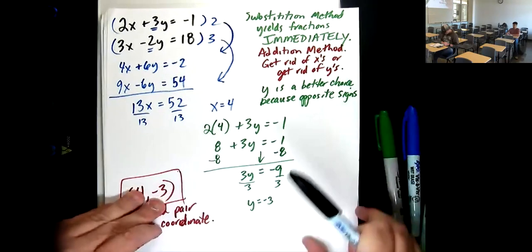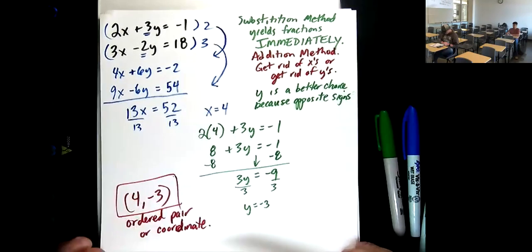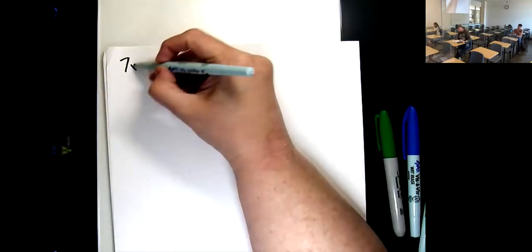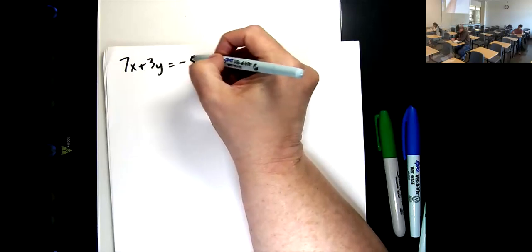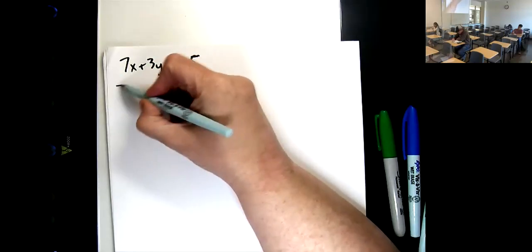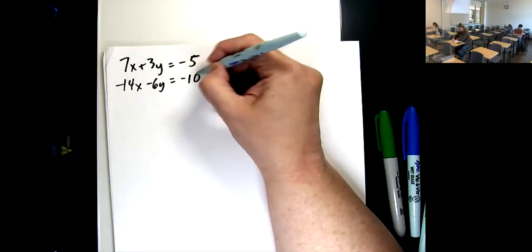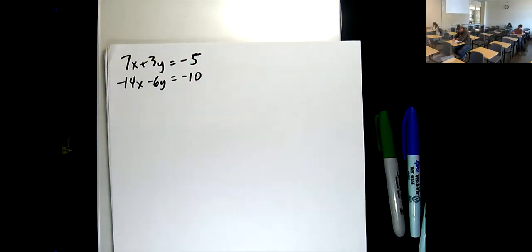All right. Ready for more? Let's take a look at 7x plus 3y equals -5. And -14x minus 6y equals -10. Which letter you guys want to get rid of? Let's get rid of X.